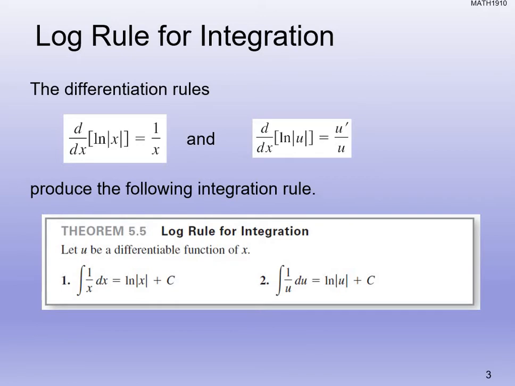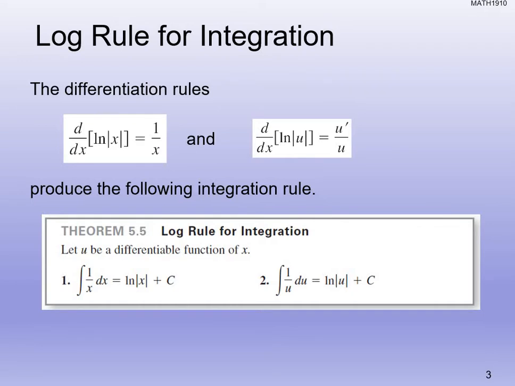du over u. Now, if we look at Theorem 5.5, that's the log rule for integration. So if we have the integral of 1 over x dx, that equals natural log of the absolute value of x plus c. It's very important that you understand you must write the absolute value of x every time you integrate or take the antiderivative of 1 over x using the natural log function.